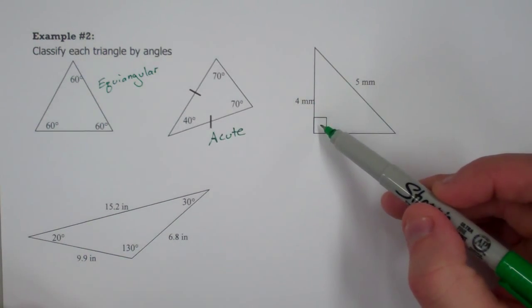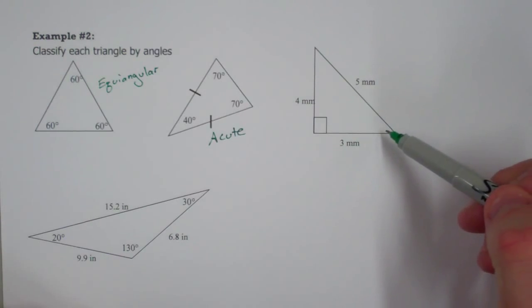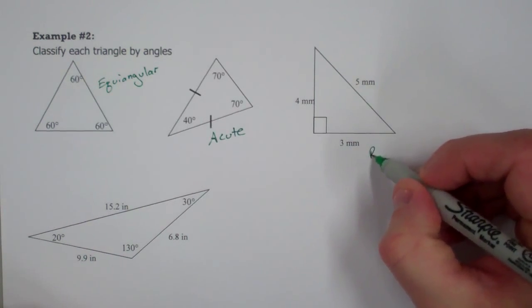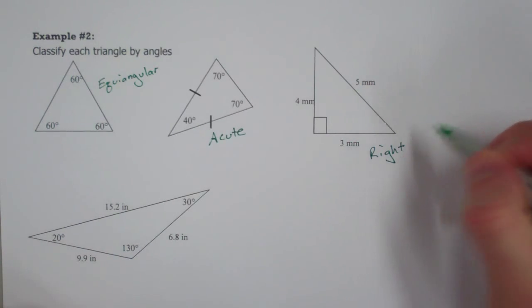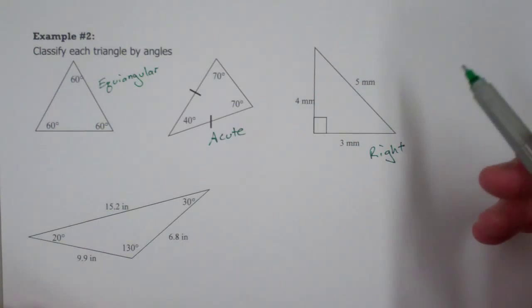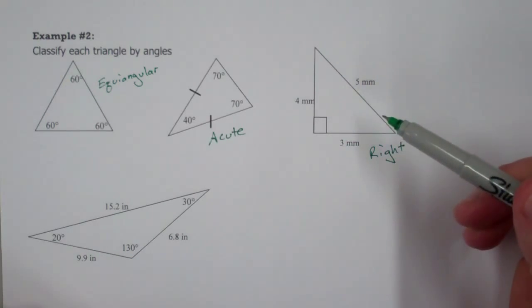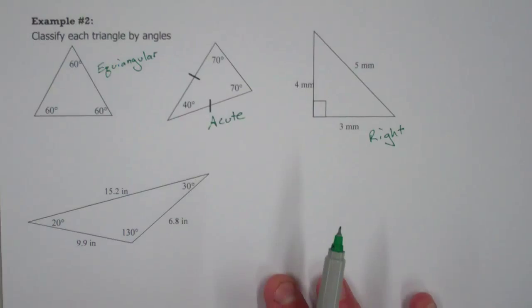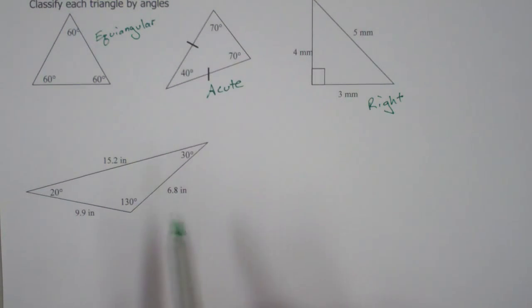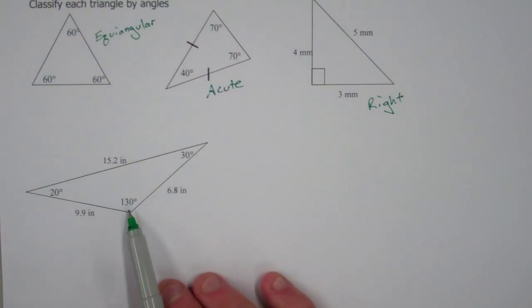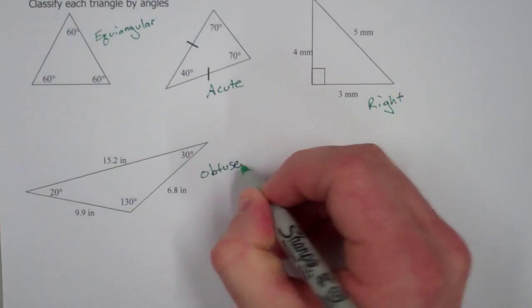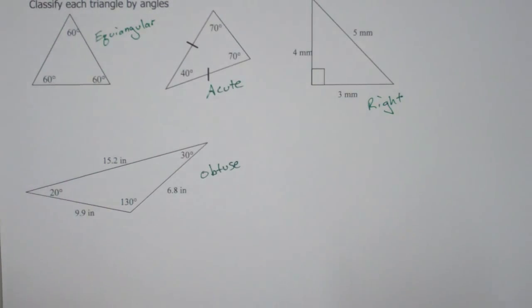The next one, we have a right angle. We don't know what these two angles are, but this is the key right here. So we're going to call this a right triangle when one of the angles is exactly 90 degrees, indicated by this box or rectangle. In the example below, we can look at our angles 20, 30, and 130. This has one obtuse angle, and so we'll classify this triangle as being obtuse.